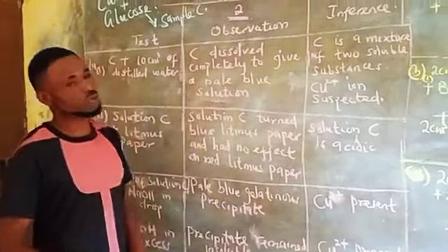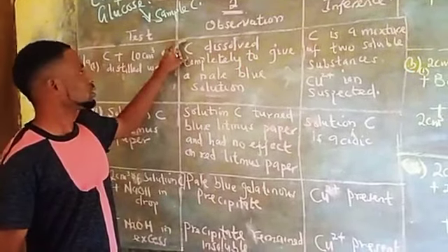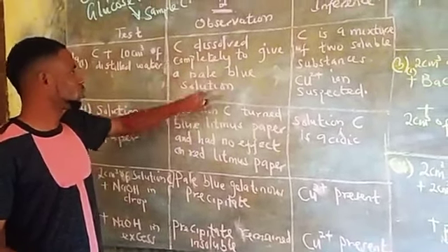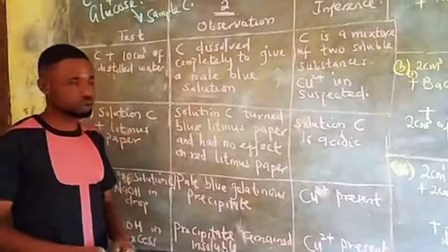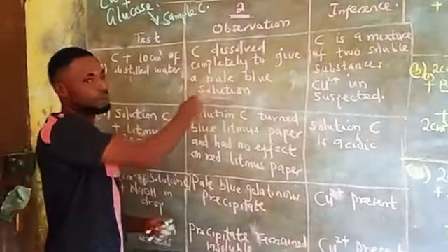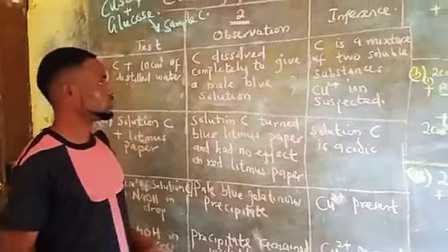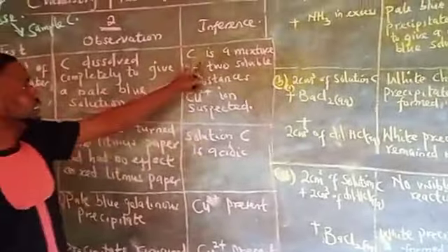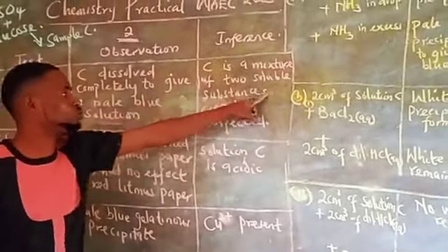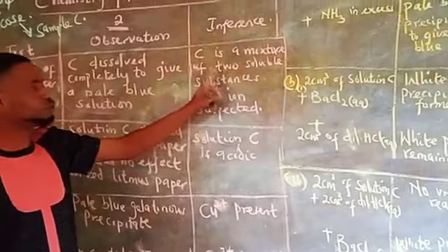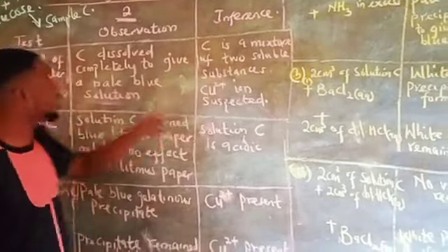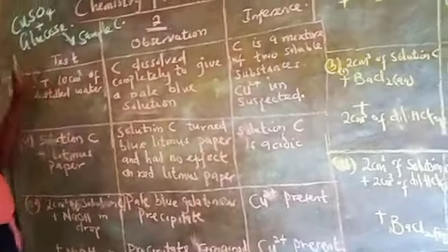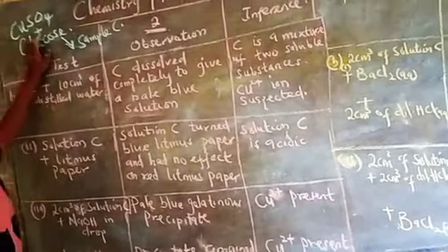Now you observe that C dissolves completely to give a pale blue solution. Some of you can write that C dissolves completely to give a light blue solution, but I try to work with a table, it's okay. Now here, the inference: C is a mixture of two soluble substances. Please remember, do not put salt here because we are not given two salts here. The first one is a salt, while this one is an organic compound.